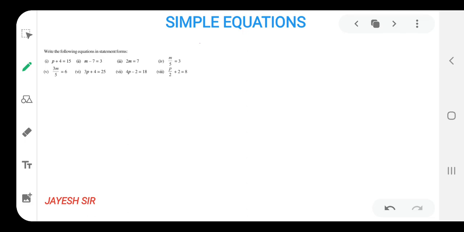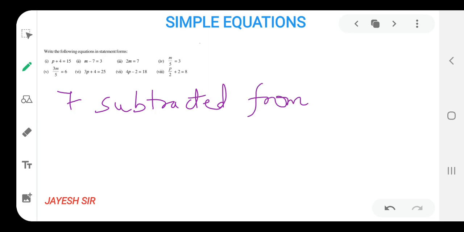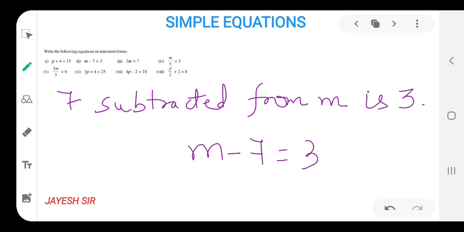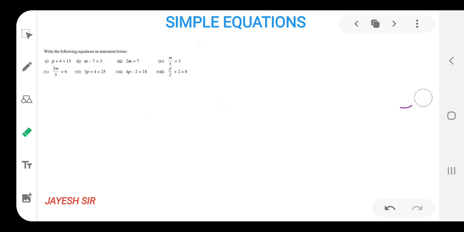So by using "from" also we can say: 7 subtracted from m is 3. I hope you all might be getting it. 7 subtracted from m, that means the term written after "from" will come first. So m is over here, and what is to be subtracted? 7 is to be subtracted and we are getting 3. That means we are getting the same equation. So we can check that in this way the statement we have written is correct. I hope you all might be getting it, friends.